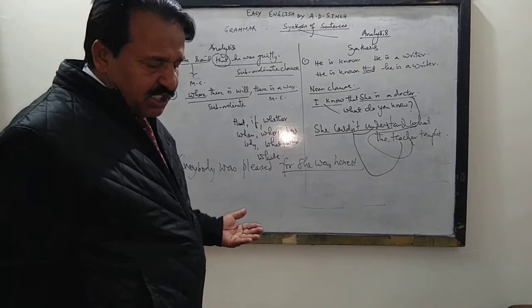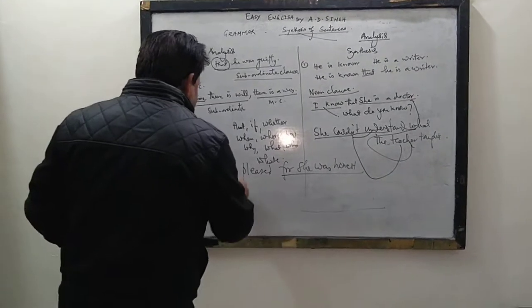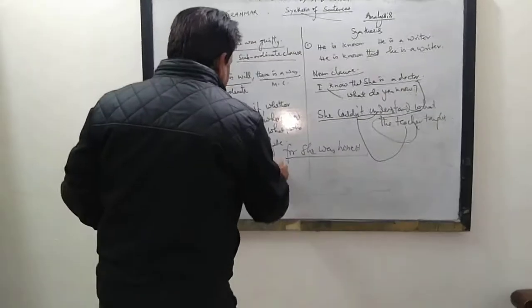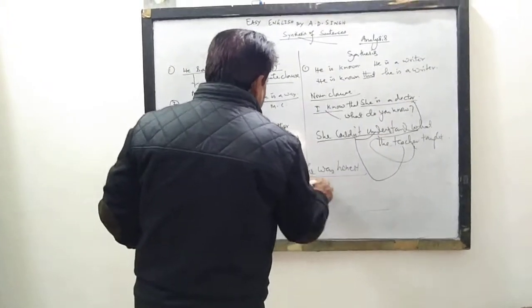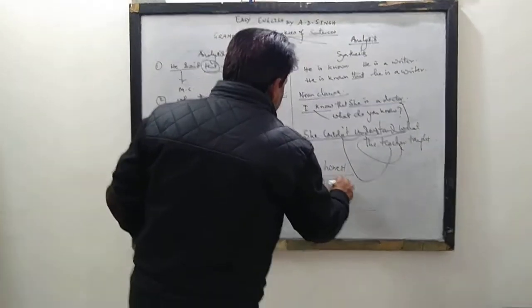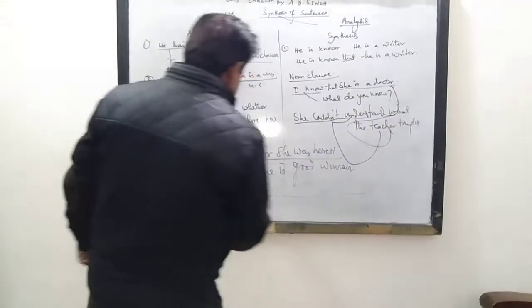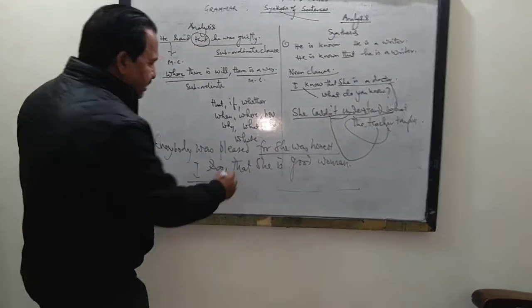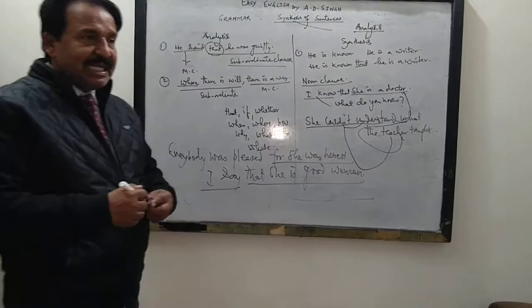Similarly, let us take some more examples. I say that she is a good woman. Yes, Ritik. I say that she is a good woman. Yes, I say is the main clause. That she is a good woman is the noun clause.